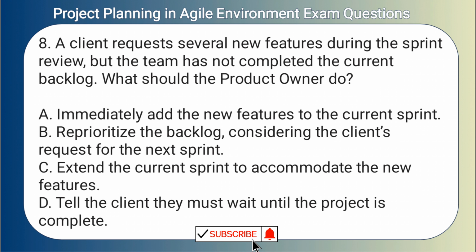8. A client requests several new features during the sprint review, but the team has not completed the current backlog. What should the product owner do? A. Immediately add the new features to the current sprint. B. Reprioritize the backlog, considering the client's request for the next sprint. C. Extend the current sprint to accommodate the new features. D. Tell the client they must wait until the project is complete.